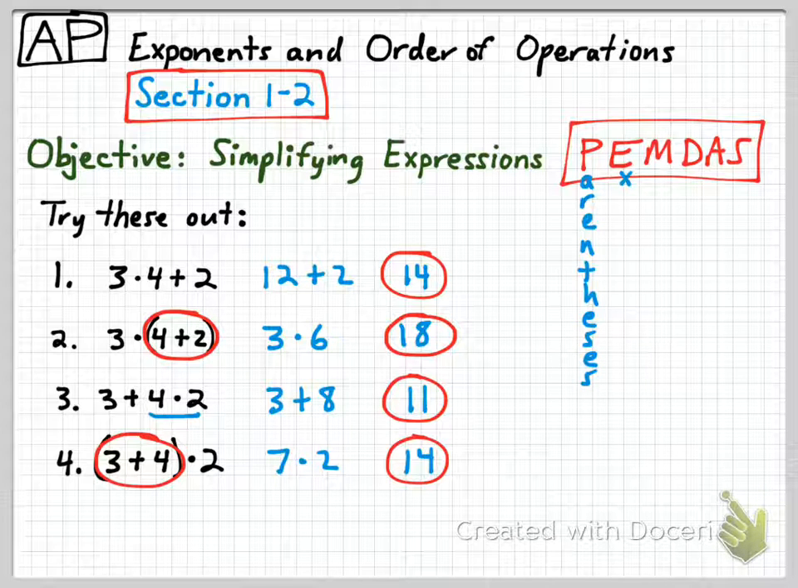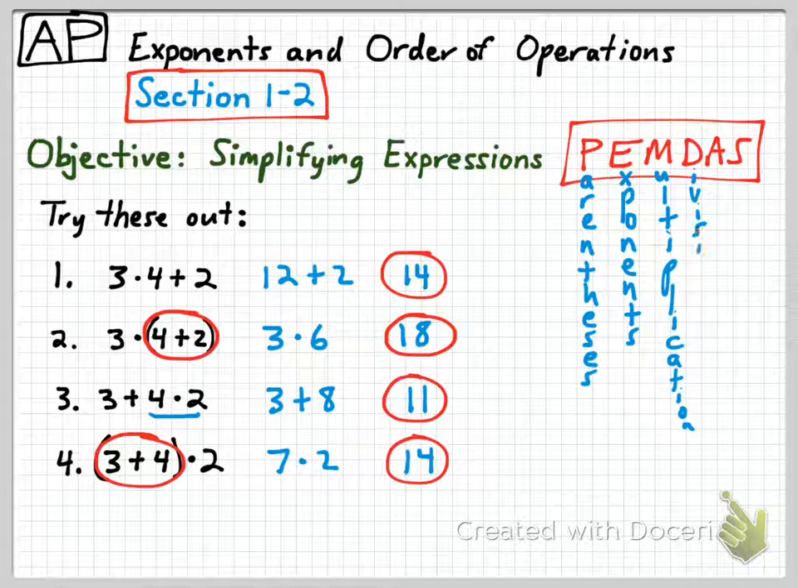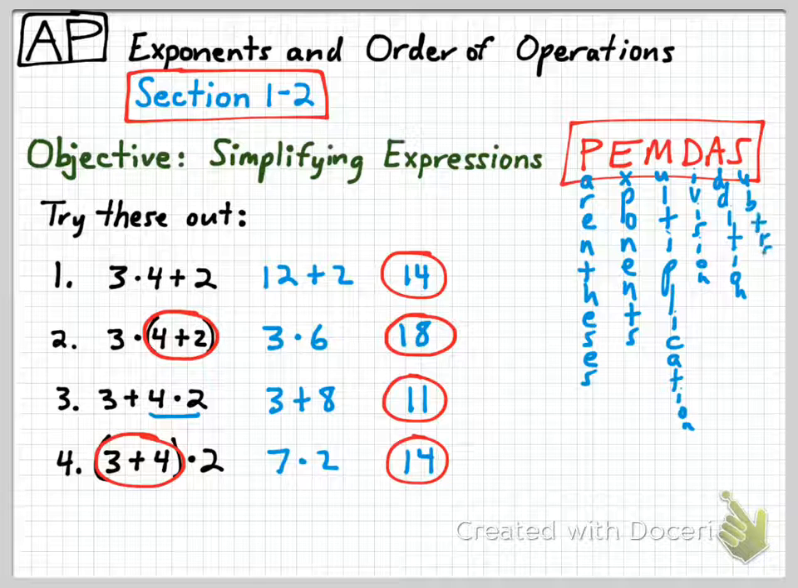And then the E stands for exponents. Exponents. The M and the D stand for multiplication and division. Multiplication and then division, and then the A stands for addition, and the S stands for subtraction. Subtraction.